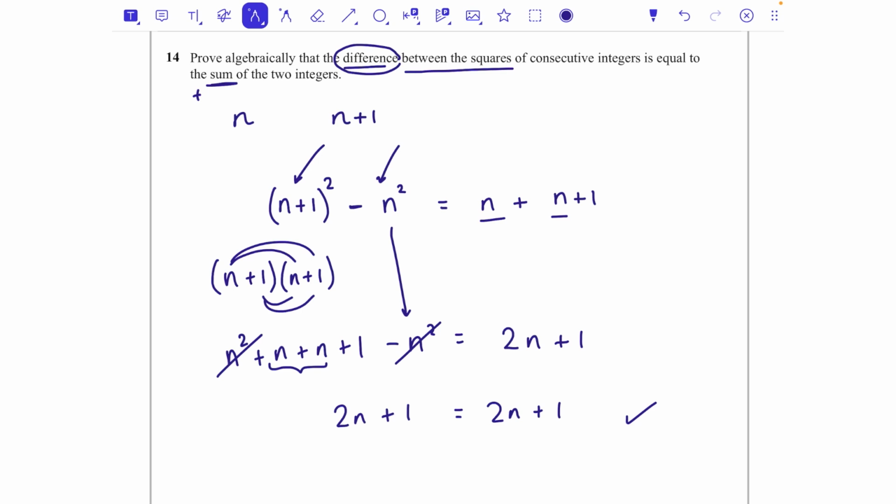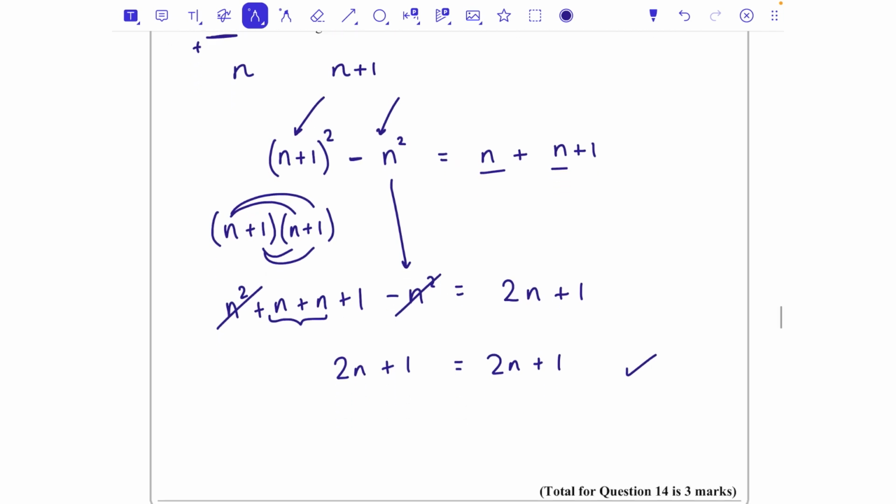Now, if you substitute in different numbers here, you could prove it for 30 different examples. You still would not have proved it algebraically, and you wouldn't have shown it for all numbers ever. Showing it for 30 numbers is not the same as showing it for all numbers. So even if you substituted in some numbers there, you wouldn't get any marks. You have to do it algebraically.